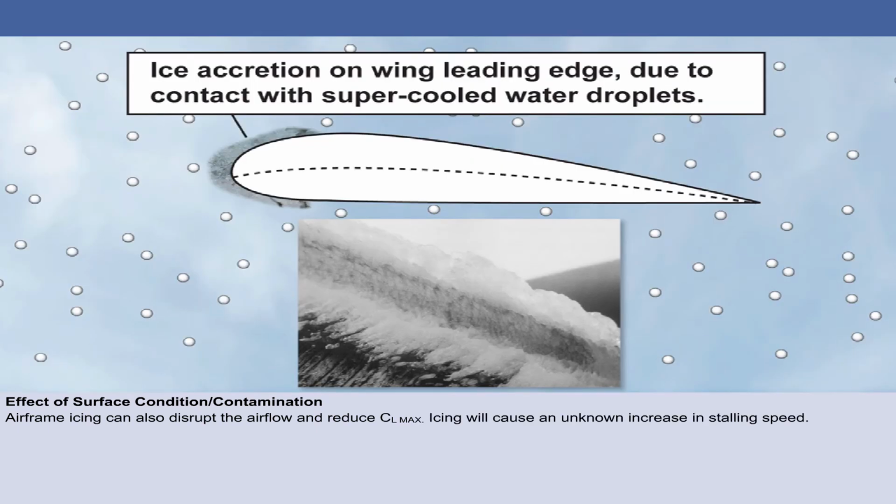Depending on the type of ice and the rate of accretion, airframe icing can cause a serious loss of lift and a drop in CLmax. One of the most potentially dangerous consequences of such a situation is an unknown increase in stalling speed.